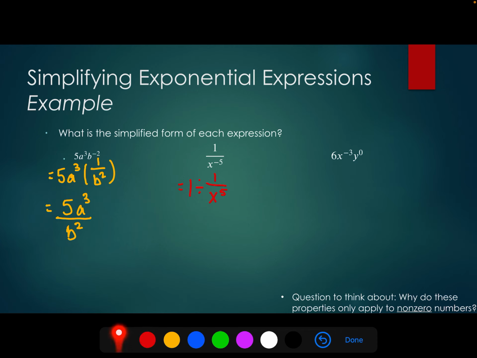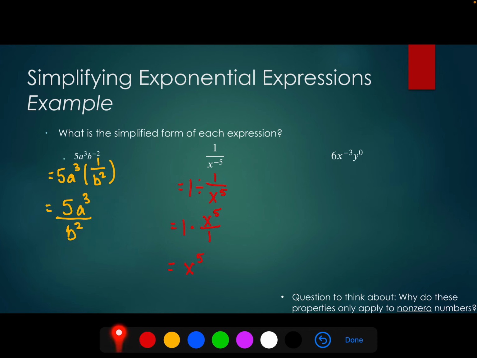And now from here, we have to go back and remember that keep, switch, flip rule that we've used when dividing by a fraction. So we keep that 1 the same. Then we switch that division to multiplication, and now we flip this fraction, so we take the reciprocal of it, and that reciprocal is just x to the fifth over 1. And then we can multiply. So 1 times x to the fifth over 1, that's just equal to x to the fifth power. And that's our answer. We can't simplify it anymore. It's just x to the fifth power.